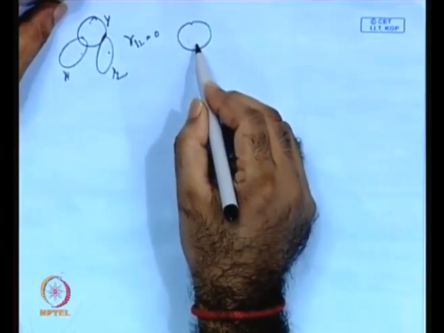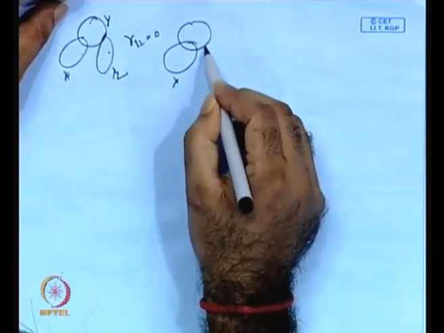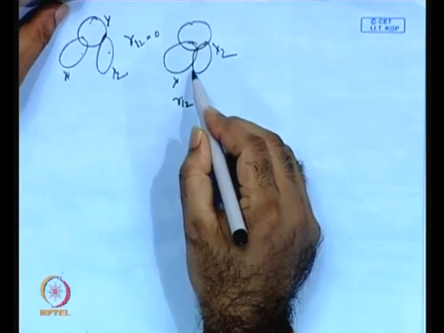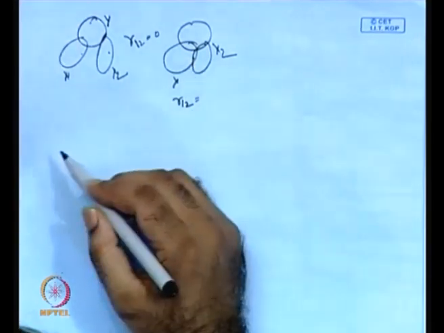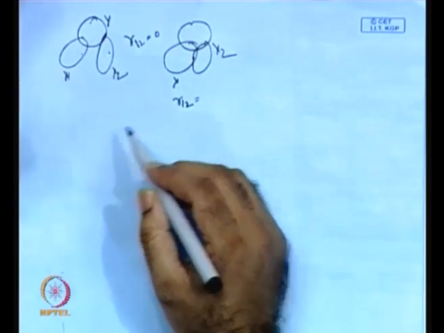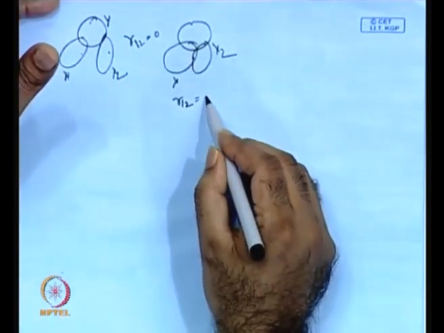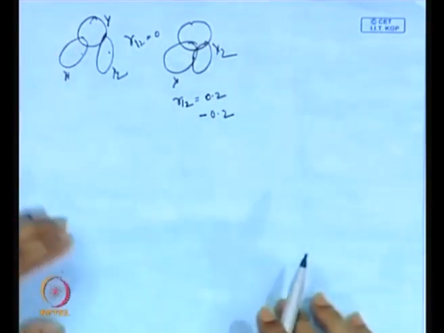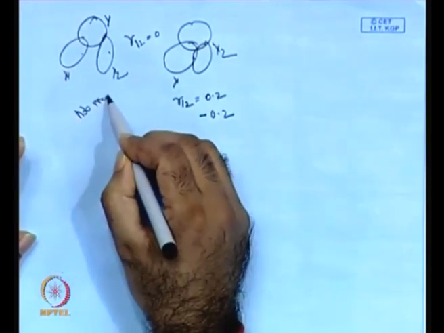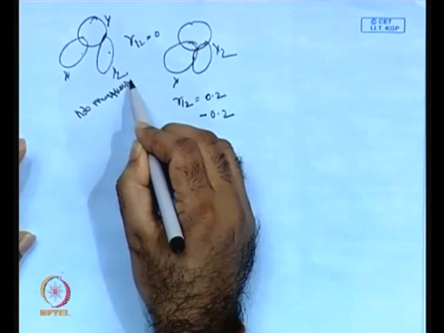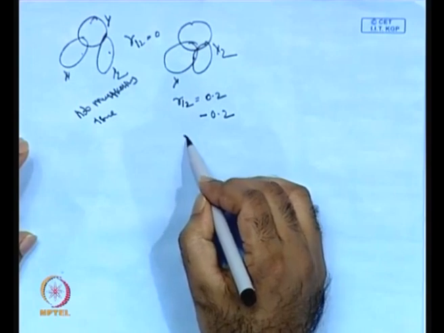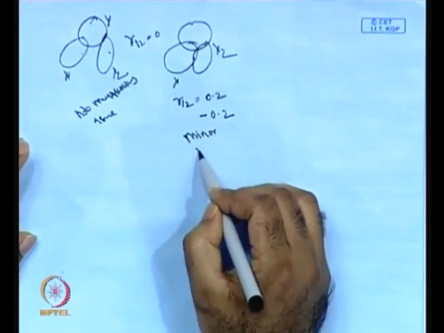Now I will take another model here, y, x1 and x2. Here r12 shows there is a relationship, and I do not know whether positive or negative, because we are not bothering about the nature of the relationship, we know the degree of relationship. Let us say it is 0.2 or minus 0.2. In that case, this is no multicollinearity issue, or a minor multicollinearity issue.